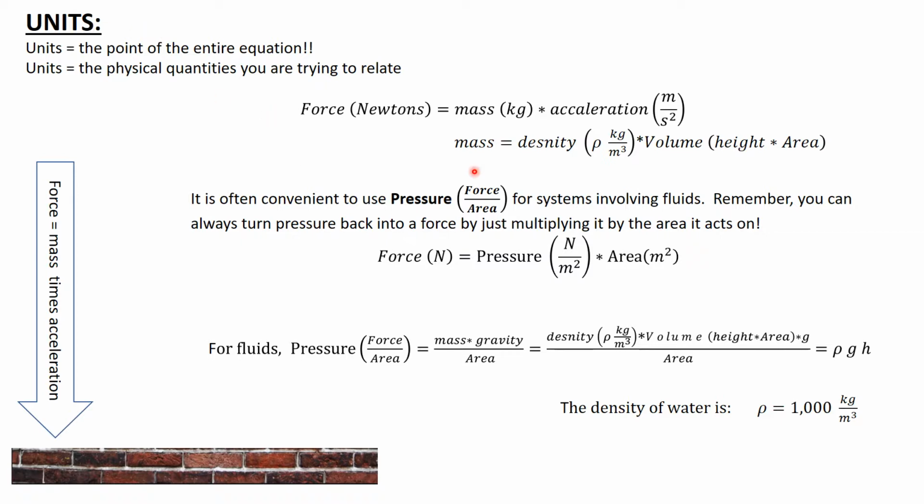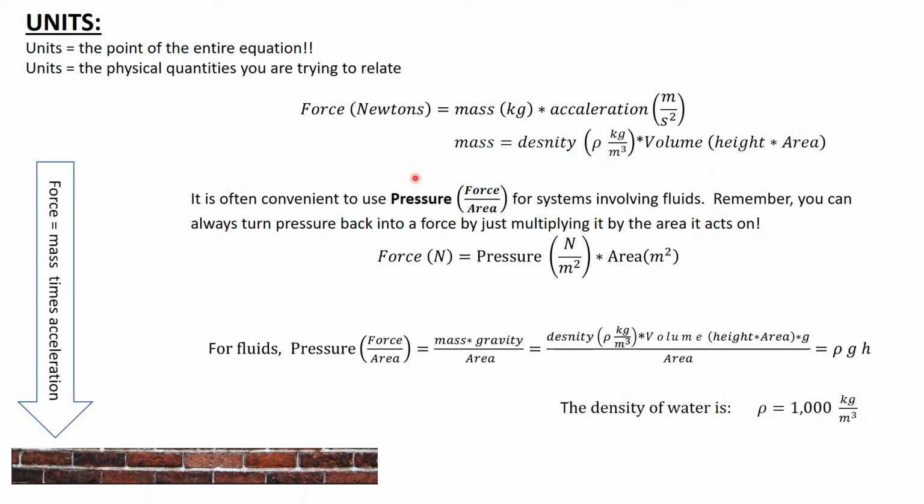Force is ma, mass times acceleration. What's mass? How do we get mass? Usually you have some kind of a density. Units on density are kilograms per meter cubed. If you want to get kilograms out of that, of course, you just multiply it by a volume. For volume, that would be height times area. So put it in terms of height, and this is where that rho gh is going to come out of.